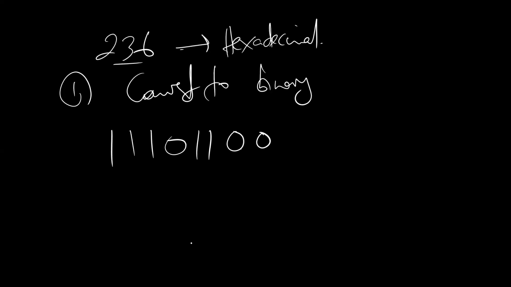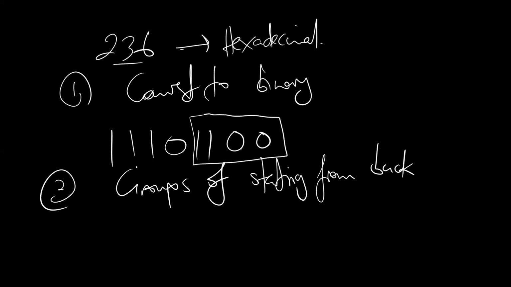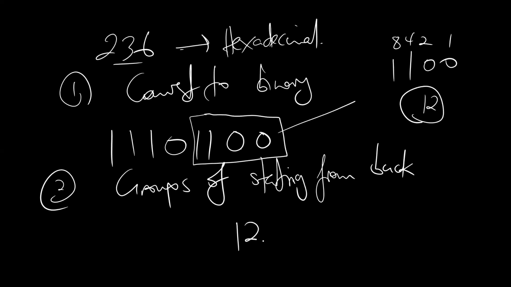Number 2, groups of 4, starting from the back. So if I group, I can group this one, then I can group the other one. So this number here is 1100. What is that number in decimal? 8421. That number in decimal is 8 plus 4. That is a 12. So I have a 12 in decimal.